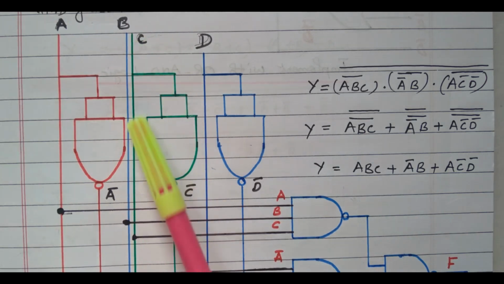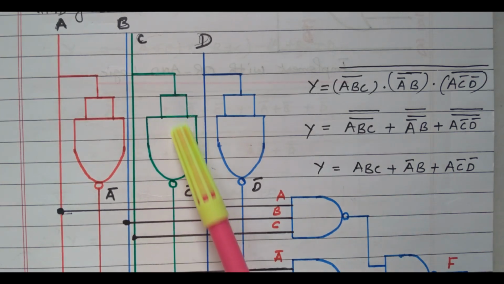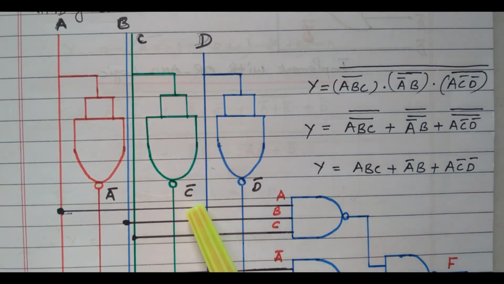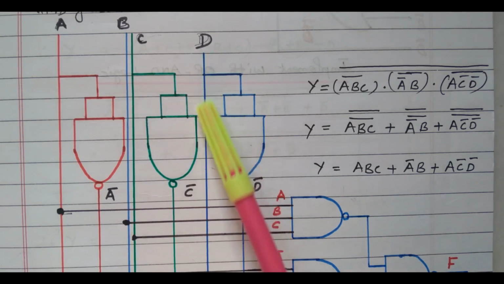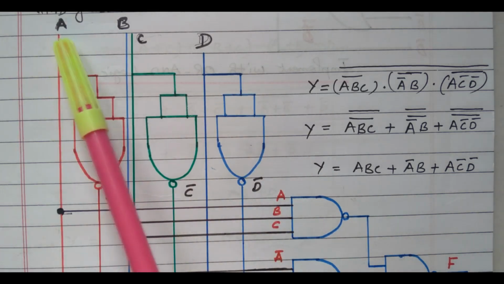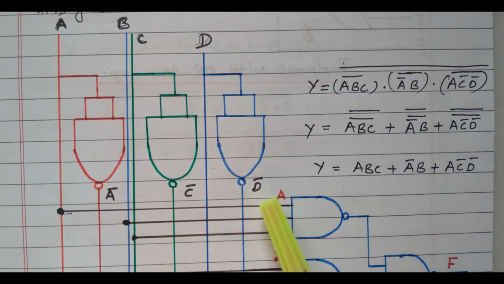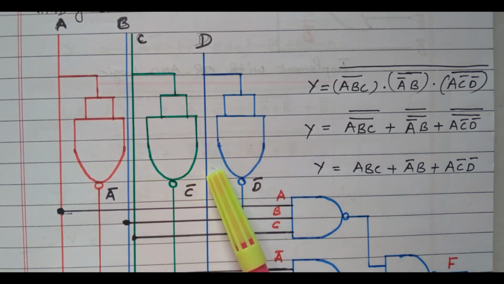Then the input line C is available. This green color is the C. In order to get the C bar, again one more NAND gate is connected with the common input. Two inputs are short circuited having the common input, so that we'll get the C bar. Then input line D is available. In order to get the D bar, again one more NAND gate is connected with the common input. Two inputs are common, so that we'll get the input of D bar. So we have A bar, and B, C bar, D and D bar. So these are all the inputs available.